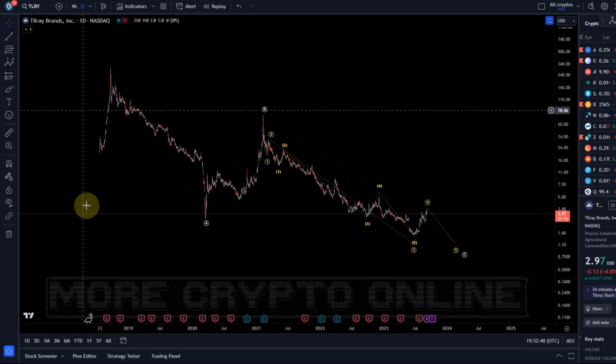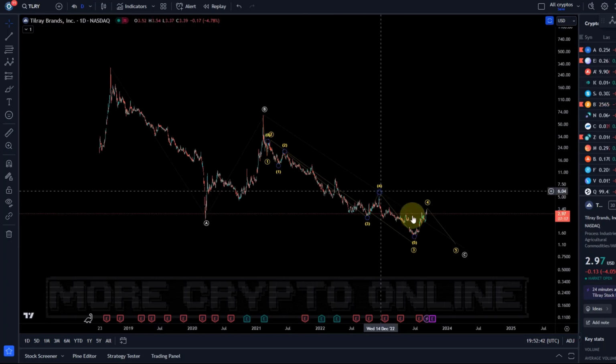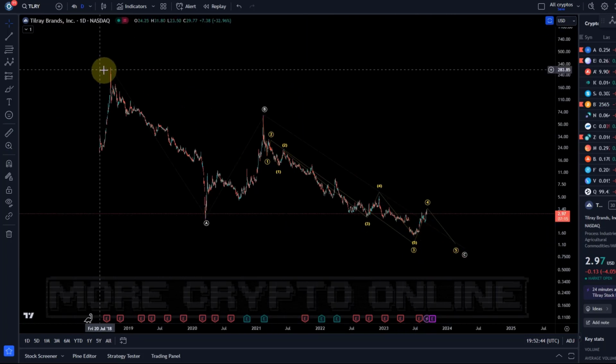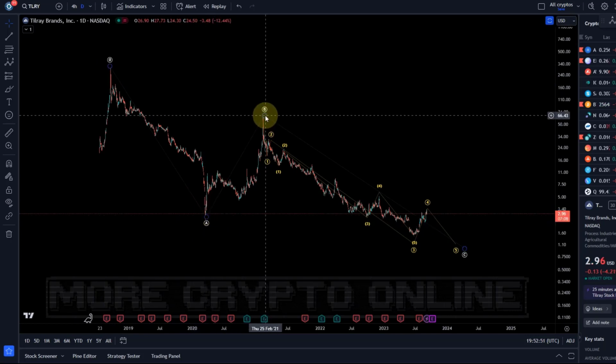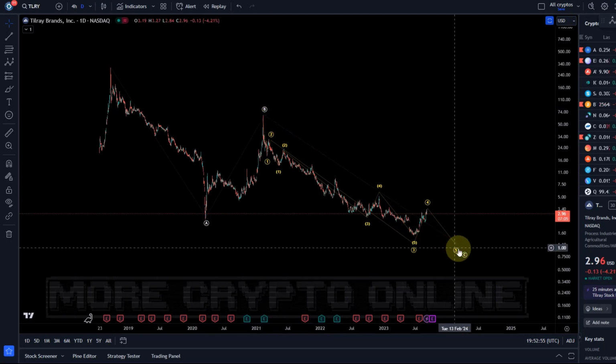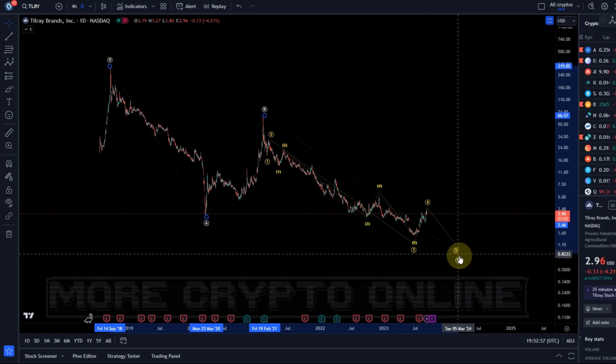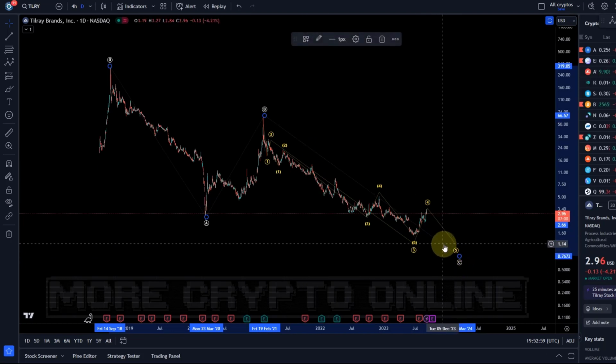First of all, we can see that on the daily time frame this is a lifetime downtrend. The first move down was a three-wave move, so I consider this an A wave. The move up was clearly three waves, so I consider that a B wave. And now we are moving down in a C wave, most likely. And this C wave doesn't seem to be finished yet.